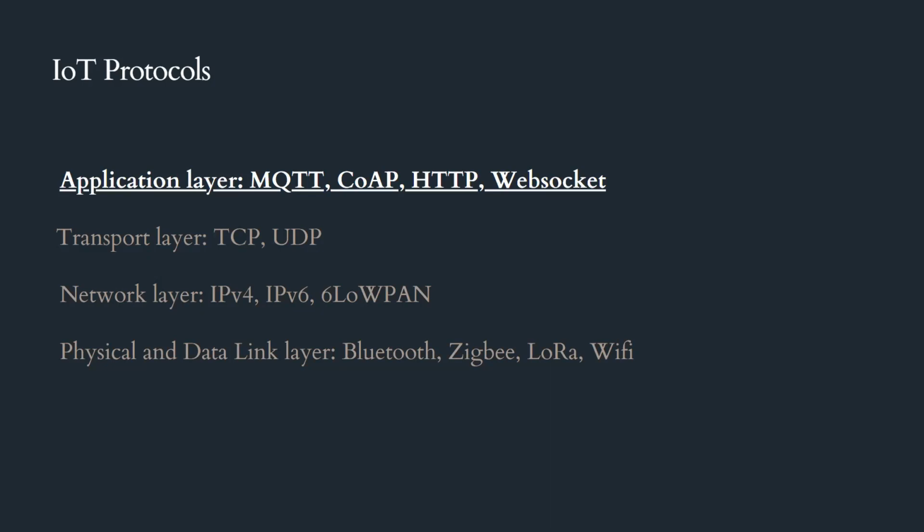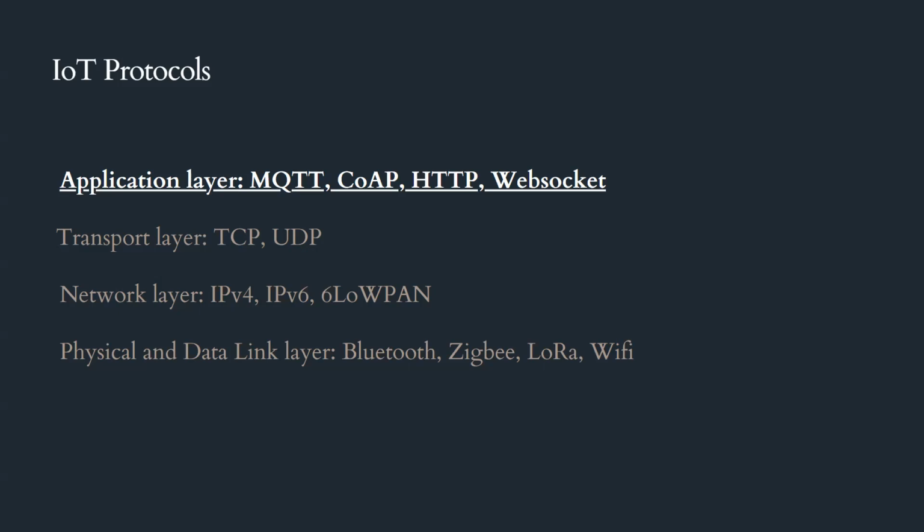systems. So these are the things that we are talking about in this lecture, and we will discuss the application layer protocols mostly. In the physical layer and data link layer, we discussed IoT protocols such as Bluetooth, Wi-Fi, cellular communication, Ethernet, LoRa, ZigBee, and so on. In the network layer, we discussed protocols such as IPv4, IPv6, and 6LoWPAN.